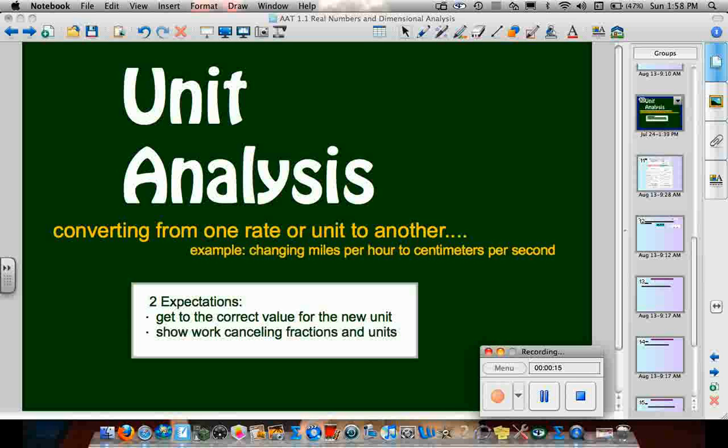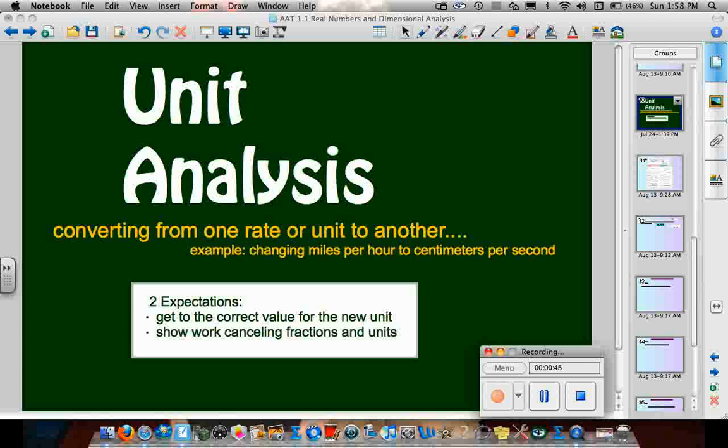This should be something you've seen before. What I mean when I say unit analysis or dimensional analysis is changing from something like miles per hour to centimeters per second. Sometimes I have students that can get to the correct value, but they're not showing the work that we are doing in class. If you're in physics or chemistry or whatever, that's great that you're able to do it. But I also want to see that you understand how we are canceling fractions and canceling the units.